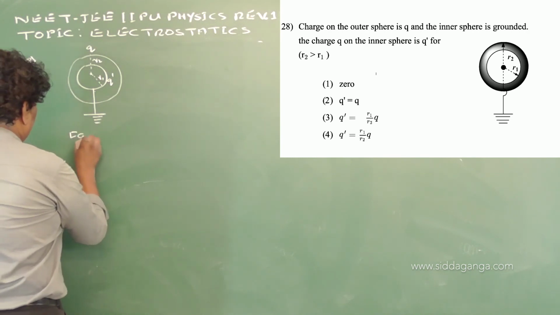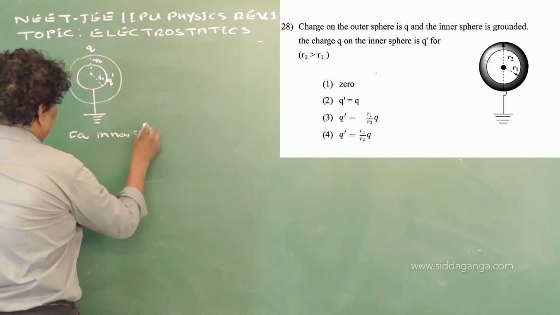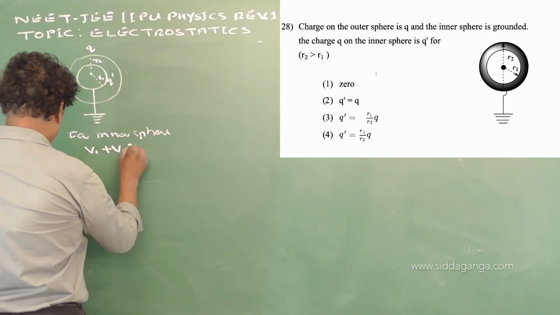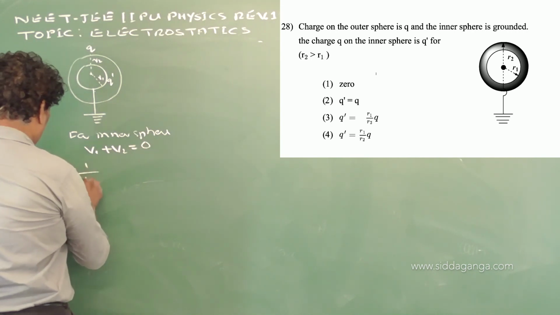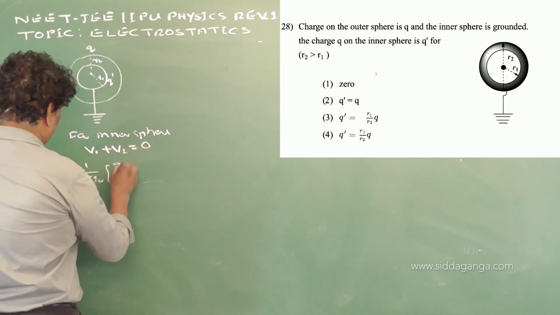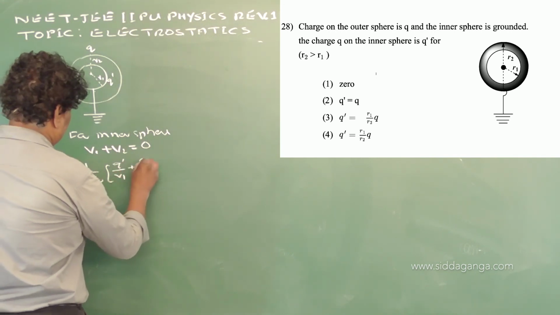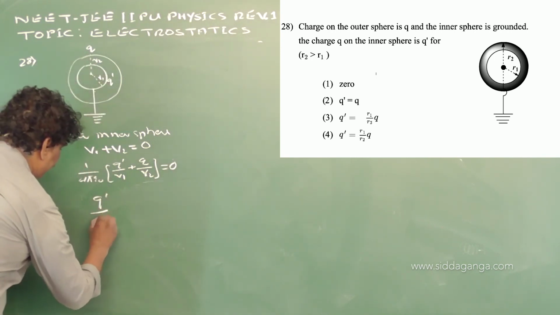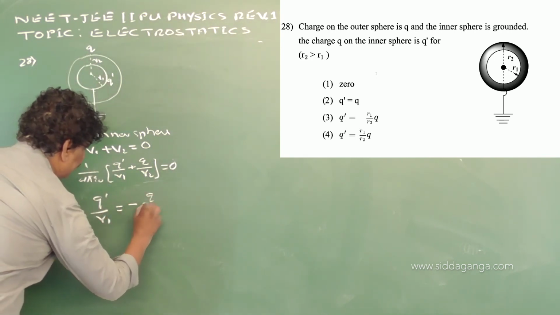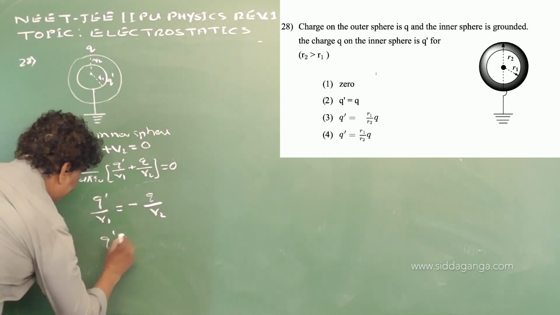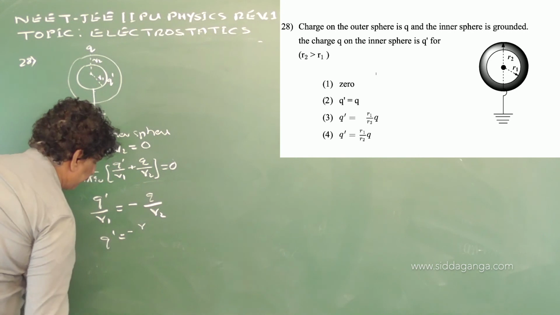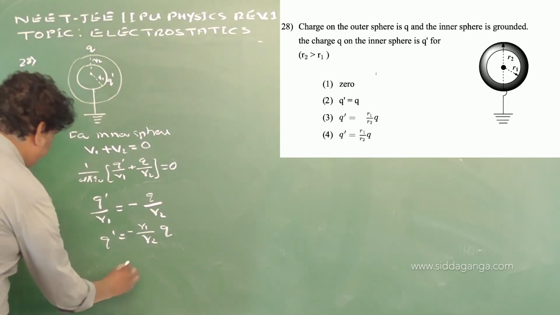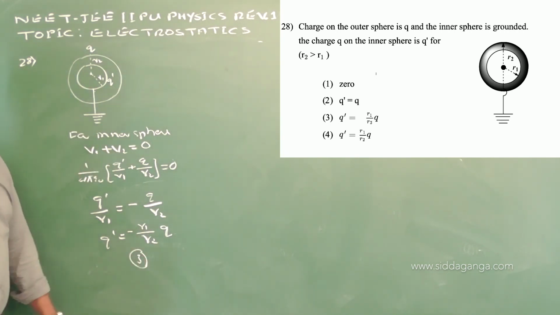Now, for the inner sphere, the potential V1 plus V2 is equal to 0. That is 1 over 4 pi epsilon naught into Q dash by R1 plus Q by R2 is equal to 0. That means Q dash by R1 is equal to minus Q by R2, or Q dash is equal to minus R1 by R2 into Q. So the option is the third option.